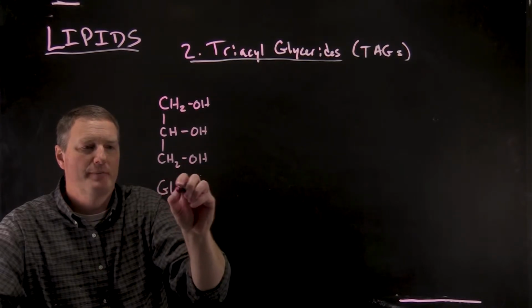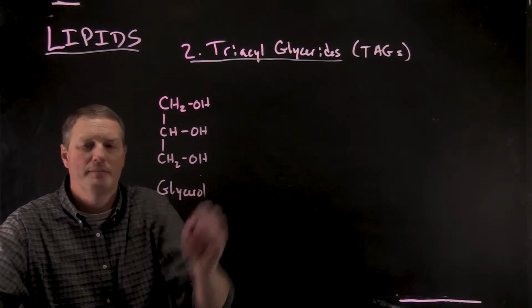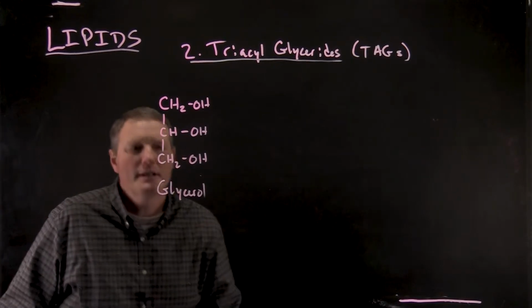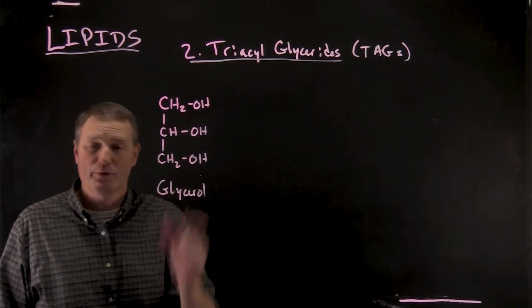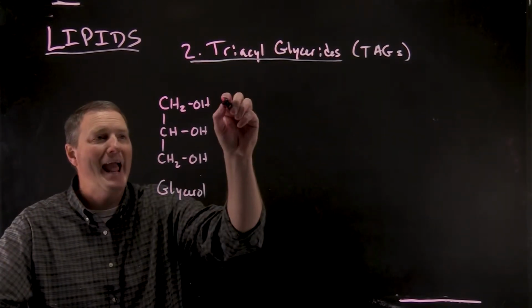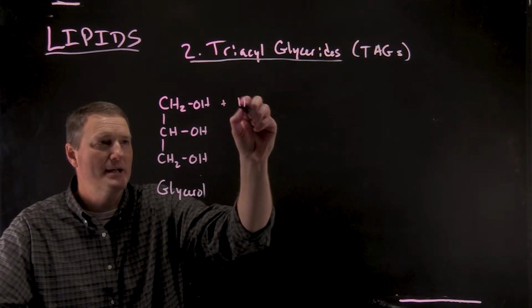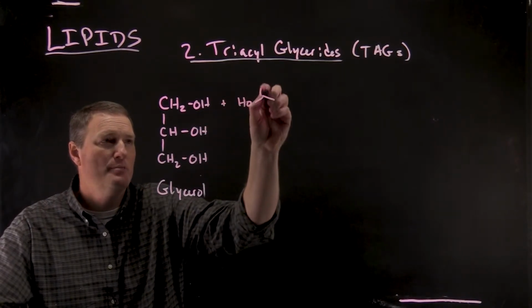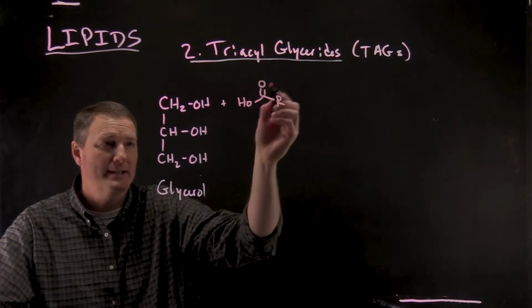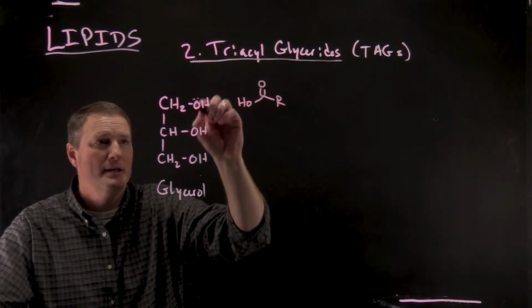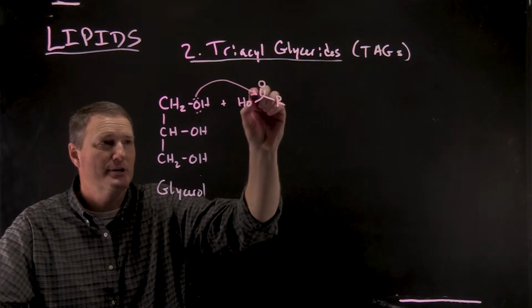So this is glycerol. Now envision taking those individual fatty acids we talked about and adding one of those to each of these alcohols through an ester bond. Recall that when you mix a carboxylic acid and an alcohol, these can react to make an ester.